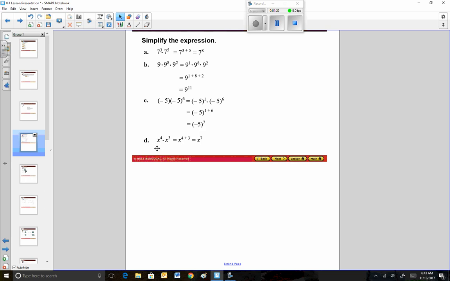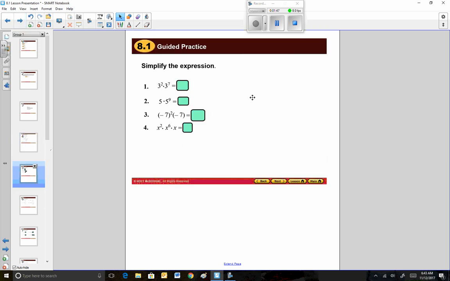Here's part D. We also have bases exactly the same. There's an x and an x. And therefore, all we have to do is add our little exponents, 4 plus 3. So we have x to the 4 plus 3, which equals x to the 7th. Now, remember, this can only be used if the bases are exactly the same. And then we just add our exponents when we multiply. Here we go. I would like you guys to pause your video and try these 4 problems on your own. I will check these problems when you guys get back to class.